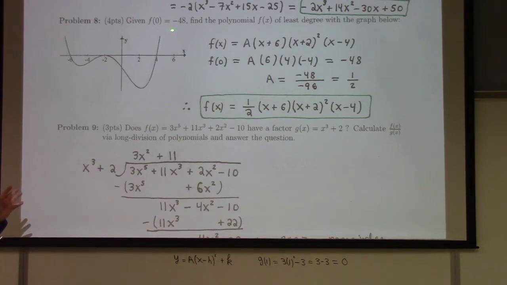Now f of 0 is minus 48, so I plug it in, and this gives me minus 96, so I get minus 48 divided by minus 96, which is also known as a half. And there you go. That's the formula. Any question about this?